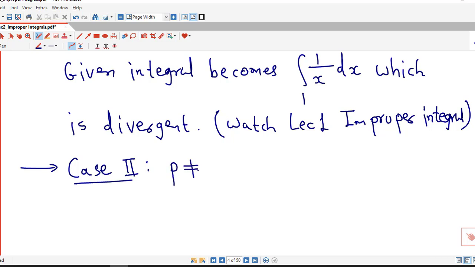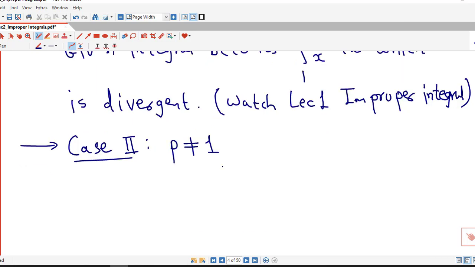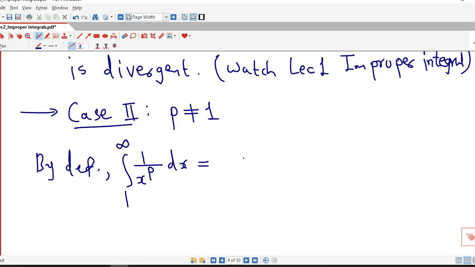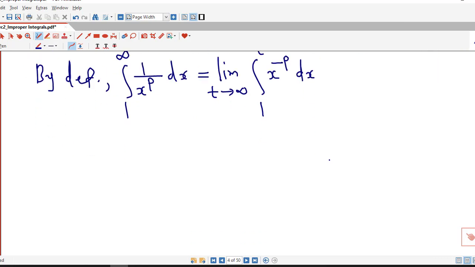So the second possibility is p is not equal to 1. By definition, the integral from 1 to infinity of 1 over x raised to p dx can be written as the integral from 1 to t, limit t tending to infinity, and I rewrite 1 over x raised to p as x raised to minus p dx.